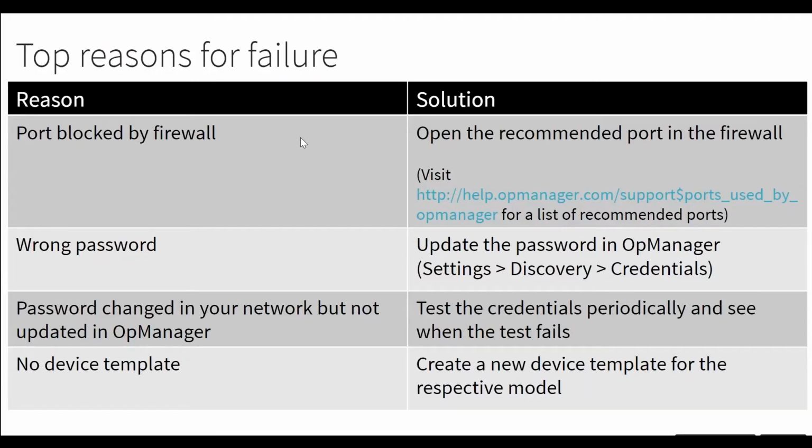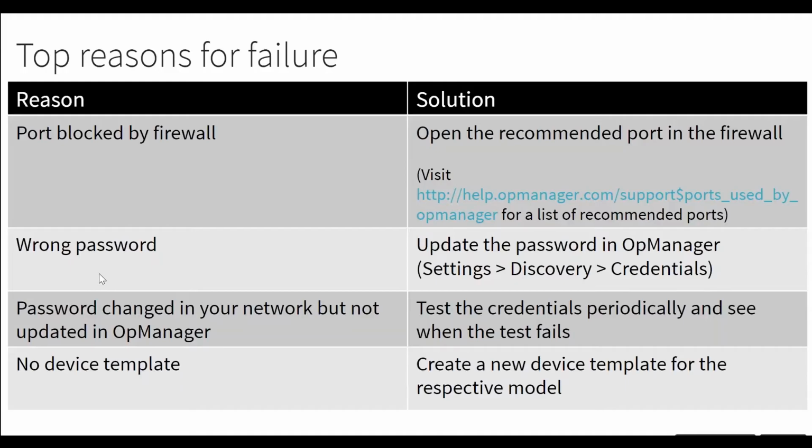So we have already spoken about the ports which have to be opened on your firewall to have this communication between the devices or the remote machines and the OpManager server. So you must have all these recommended ports opened on the firewall. If that has not been done, then the communication between the remote machine and the OpManager server would not happen, and we would not be able to fetch the correct information.